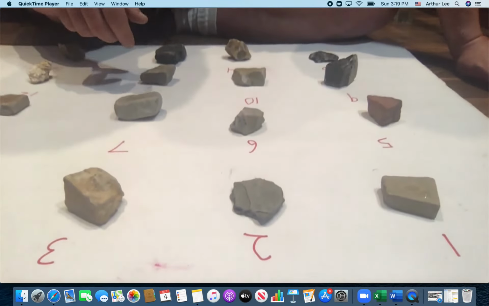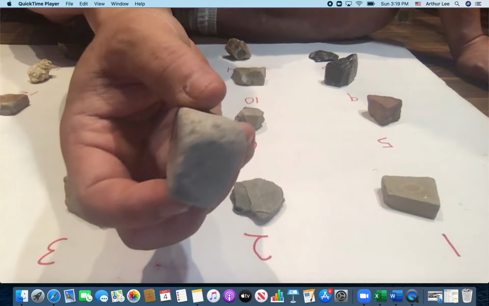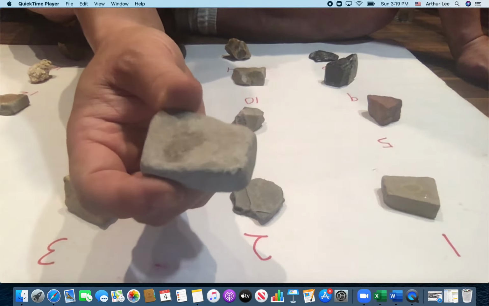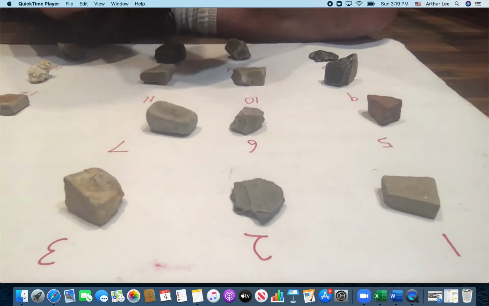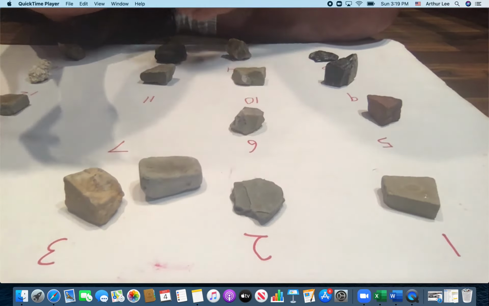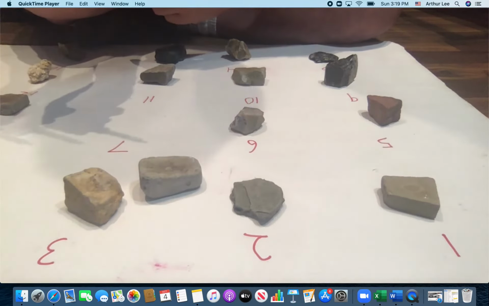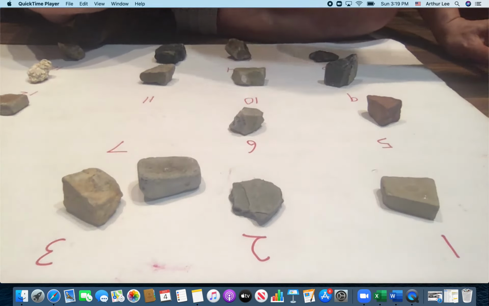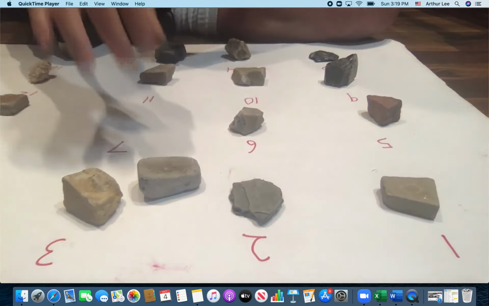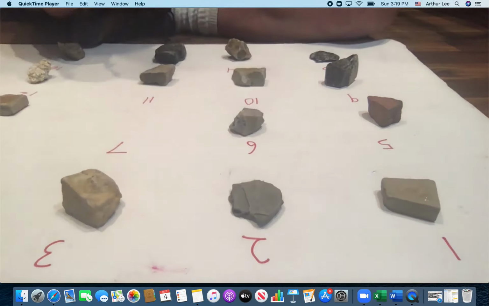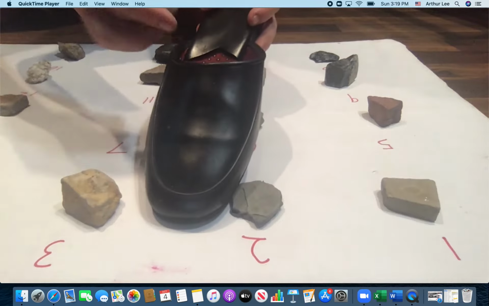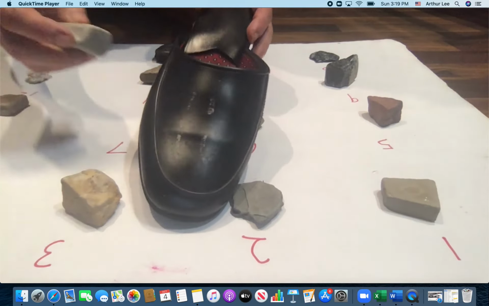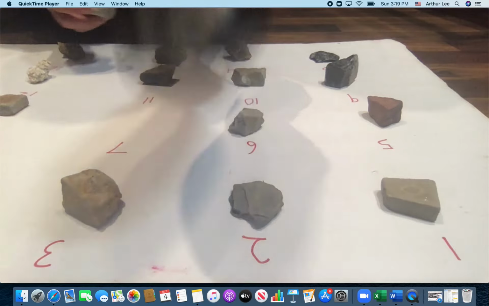Sample number 7 is this rock here. It feels very soft in my hands. And when I put acid on it, it reacts quite strongly. Another thing about sample number 7, I need a dark colored surface here. Okay, I'm going to take this shoe here, but notice how you can write with it.